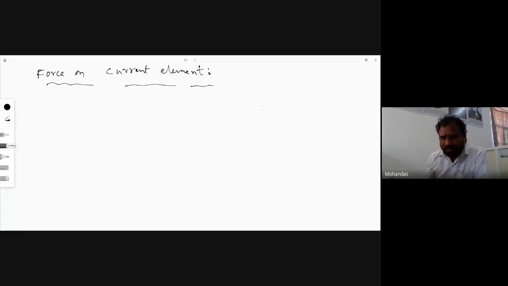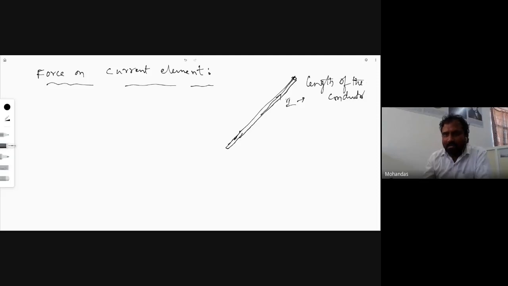Suppose I take a conductor like this, a long conductor. If this conductor is carrying a current I in a particular direction, and the length of the conductor is L, listen carefully. The current I is flowing in this fashion when you apply an external voltage; only then is the current flowing here.